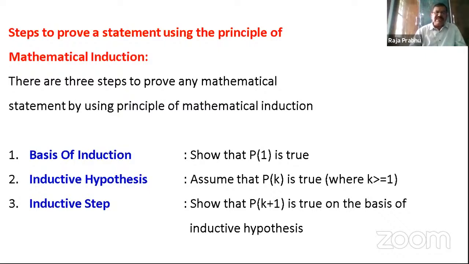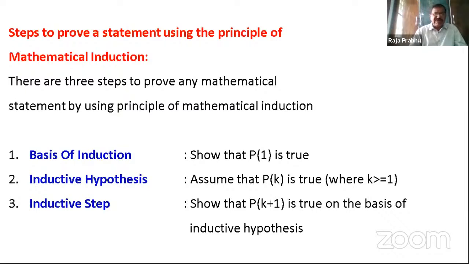And the third step is the inductive step, that is showing that the given statement is true for n is equal to k plus 1. That is, the statement P of k plus 1 is true on the basis of the inductive hypothesis. So the second step is classified into two steps again, second and third in this case, that is inductive hypothesis and inductive step. Here the major part of our answer for every problem will be in the third step. By going through the problems you can understand.